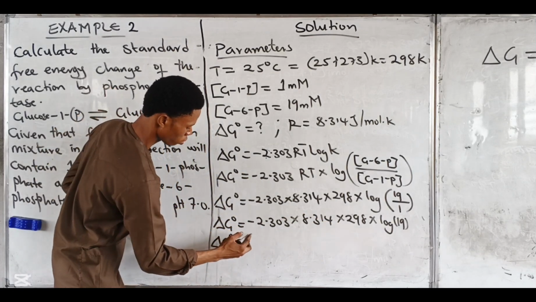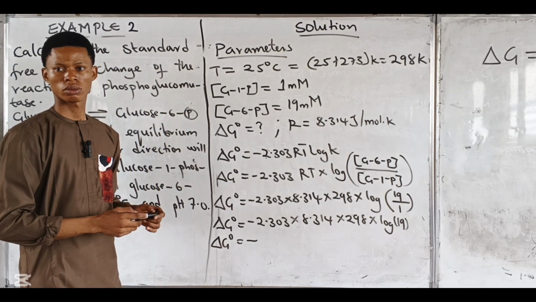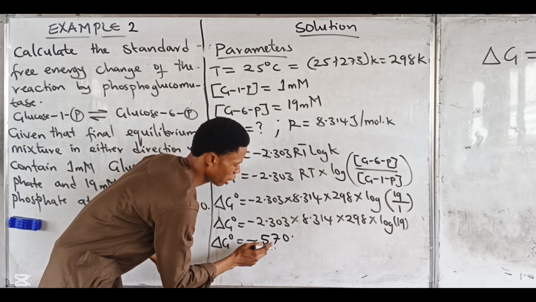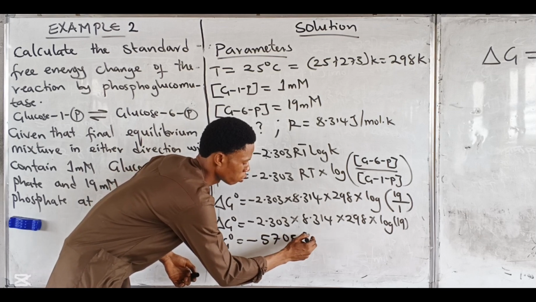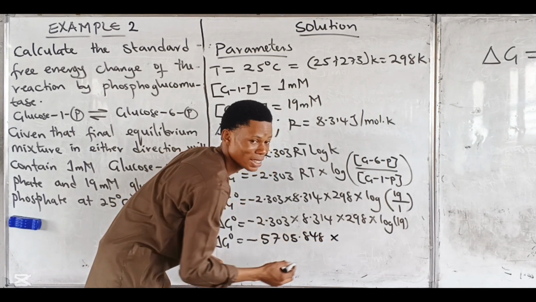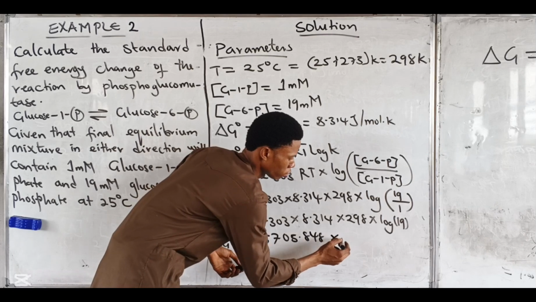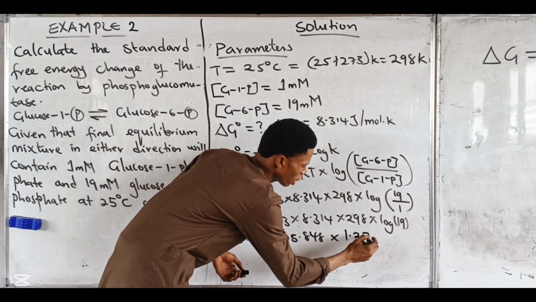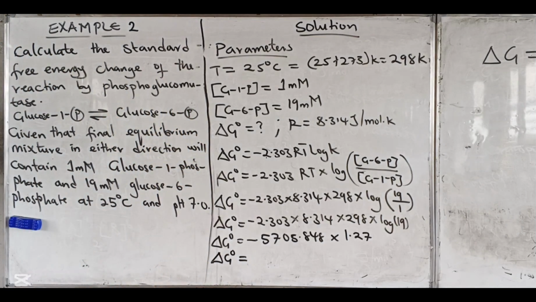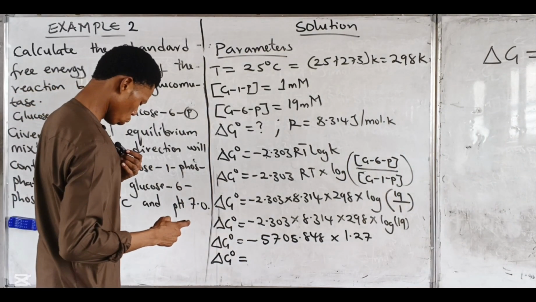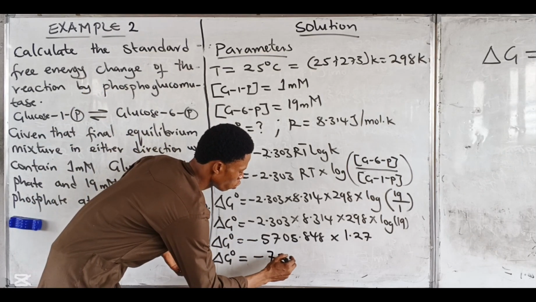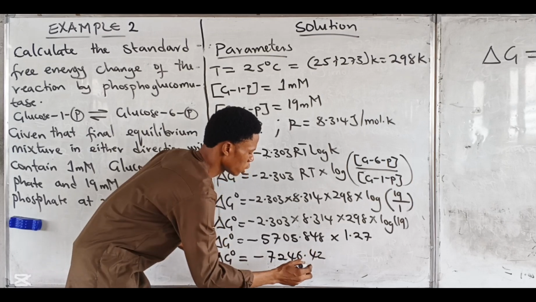Press your calculator. Minus 5705.848. Then times log 19 is 1.27. Now multiply everything for me. Delta G naught becomes what? Multiply everything. Delta G naught becomes minus 7246.42. What's the unit?